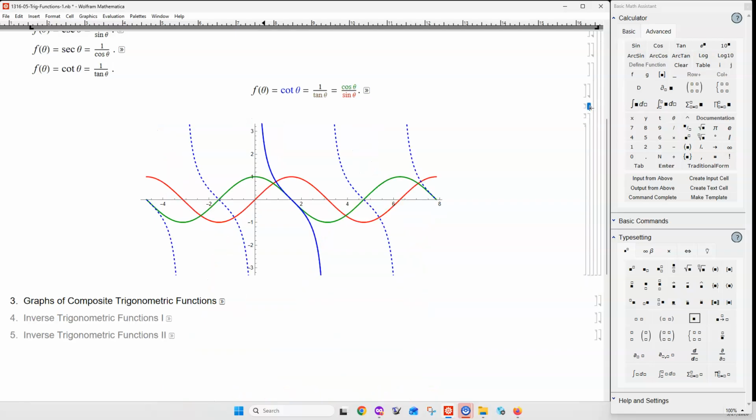In the second picture, we have the cotangent function in blue, along with the cosine function in green and the sine function in red. Cotangent is cosine over sine, so we have a vertical asymptote when the denominator, the sine function, hits 0. Here, at the y-axis, that's when you have a vertical asymptote, and so on and so forth.